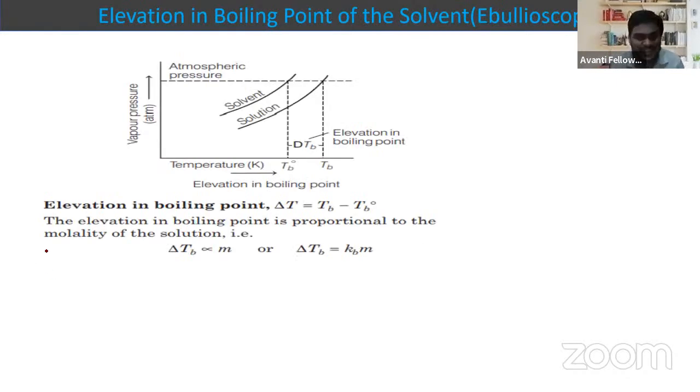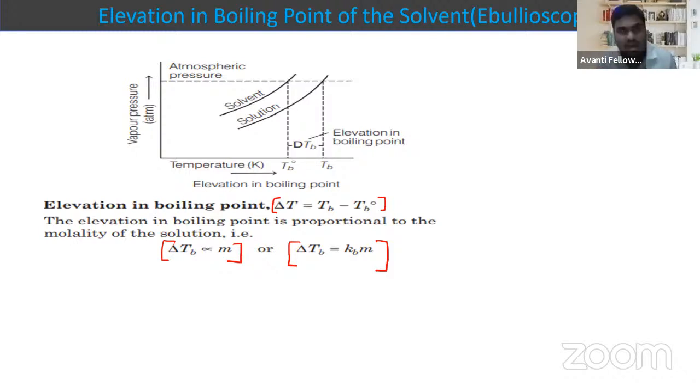How will you find the elevation in boiling point of the solvent, beta? Yes, we can find that elevation in boiling point is delta T, and delta T is equal to Tb minus Tb naught. The elevation in boiling point is proportional to the molality of the solution, or we say delta Tb is directly proportional to molality, or we say delta Tb is equal to Kb into m. So this proportionality constant is Kb, and this Kb is known as the ebullioscopic constant or the molal elevation constant. Later we are going to understand what Kb is here.